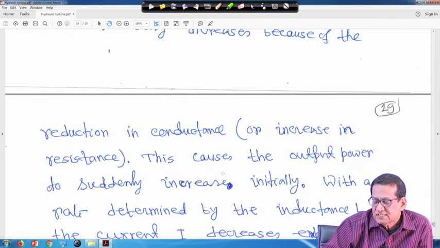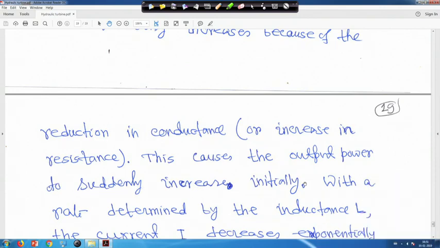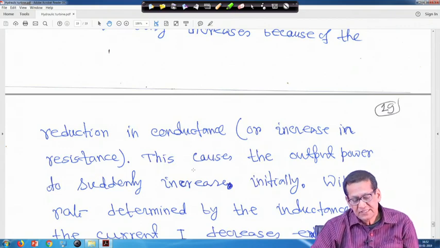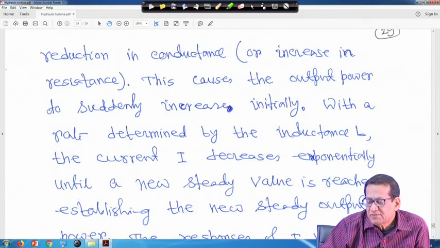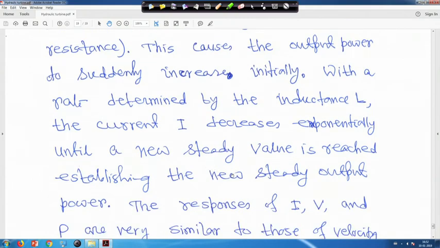This causes the output power to suddenly increase initially. With a rate determined by the inductance L, the current I decreases exponentially until a new steady value is reached, establishing the new steady state output power, right.